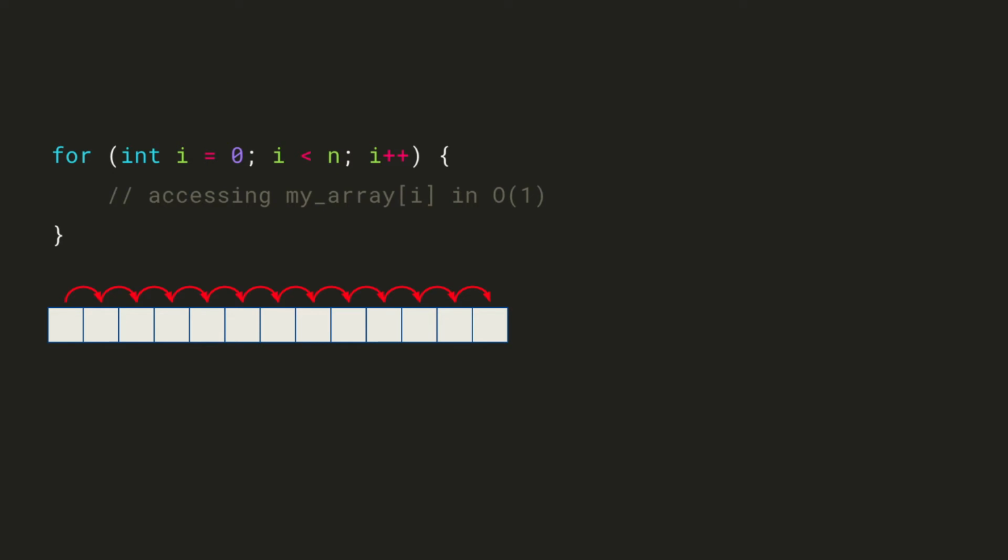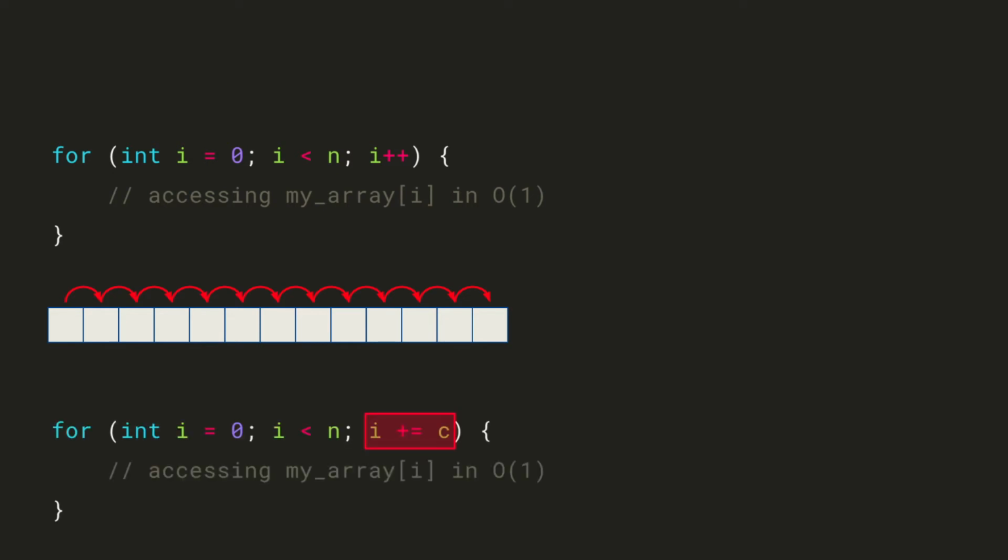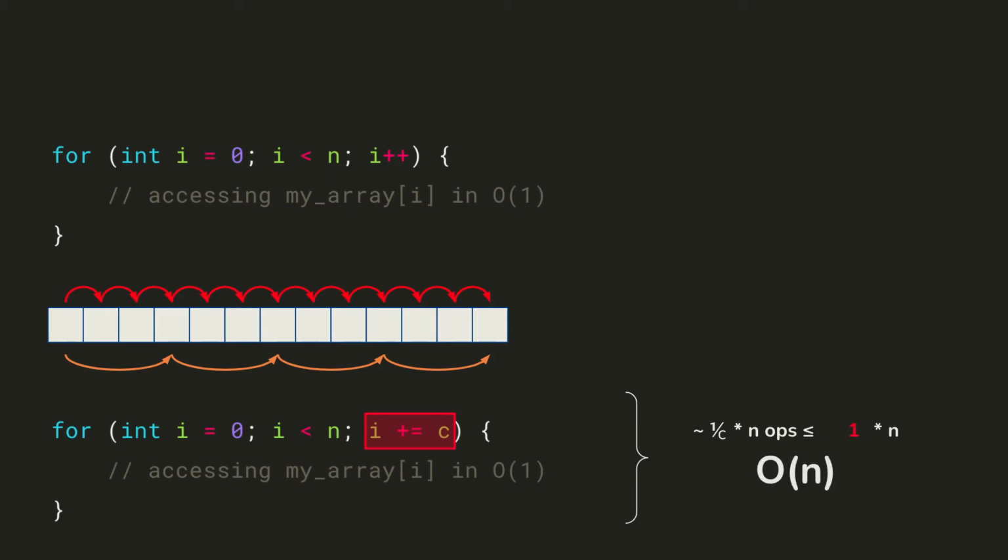Let's now look at another for loop, this time one that jumps c steps at a time, where c is a constant number independent of n. The number of operations performed is n over c, which is smaller or equal to n. So once again we conclude that this for loop also has a linear complexity.